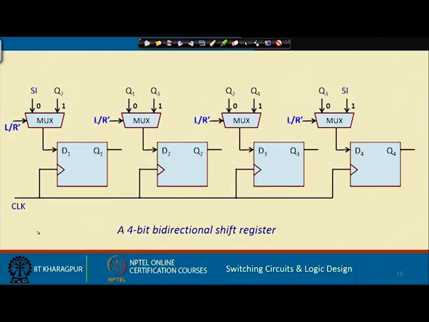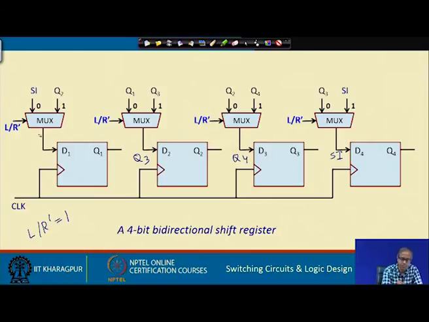But if you want to do left shift, then my LR bar would be 1. Now, if my LR bar is 1, let us see what will happen. Now, it will start from the right side. So, my SI will be coming here, because my data will now be fed to the rightmost. Q4 is coming here, just like I showed, Q3 is coming here, and Q2 is coming here.